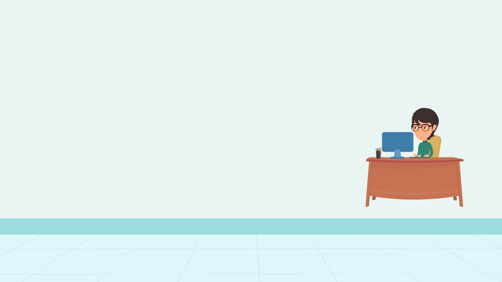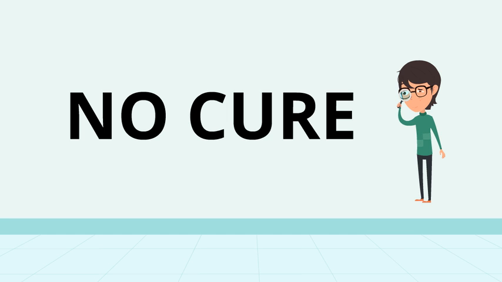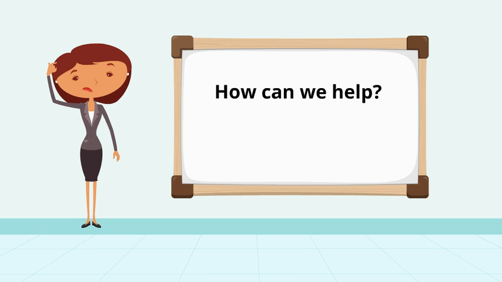DMD is an X-linked recessive gene, which means that it primarily affects boys. It affects about 1 in 3,500 males, or about 0.03%. As of now, there's no cure for DMD. Heather asks, what can we do in education?